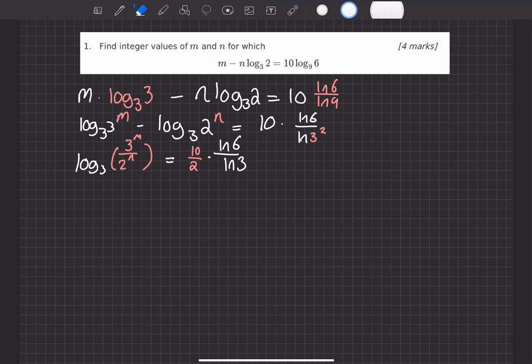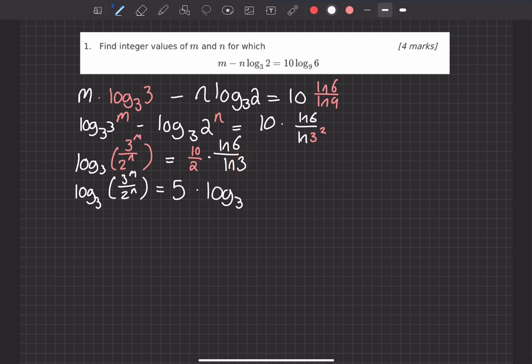And so next step, this side just stays the same for now, right? Over 2 to the n. Now, first things first, 10 over 2 is just 5. And now we have it as ln of 6 over ln of 3. We have the base is 3, which is what we wanted. So let's write it as a normal logarithm. So log base 3, and now the top number is 6, right? And what we do next is, again, this side stays the same. So 3 to the m over 2 to the n. And this here equals log base 3 of 6 to the power of 5, right?